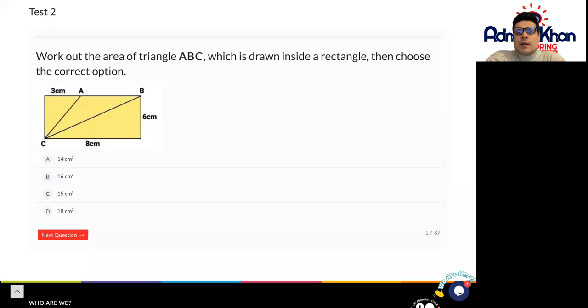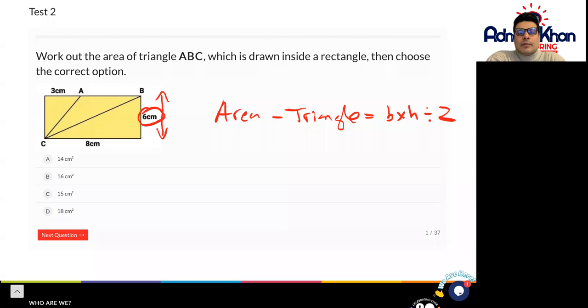So to work out the area of a triangle, we do base times height divided by 2. Base means the width times the height, and then we divide it by 2. Now, if you look at the height of this particular triangle, the height is going to be from top to bottom, and the height is 6 centimeters, because all the height from there to there, or from straight down, is 6 centimeters. So let's just write down 6 centimeters here, which is the height.